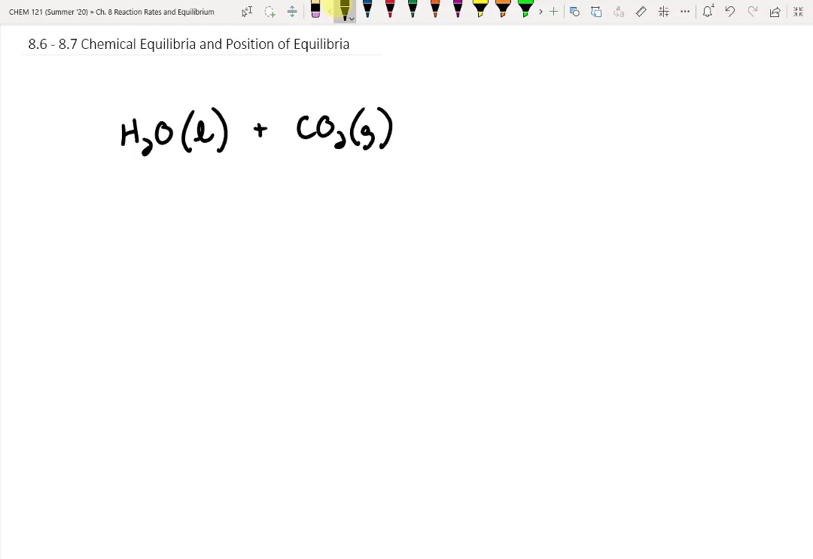But what a lot of people don't know is that when you mix water and carbon dioxide, you create an equilibrium where you end up creating something called carbonic acid, which is H2CO3. And as you can imagine, carbonic acid, by definition, is an acid.